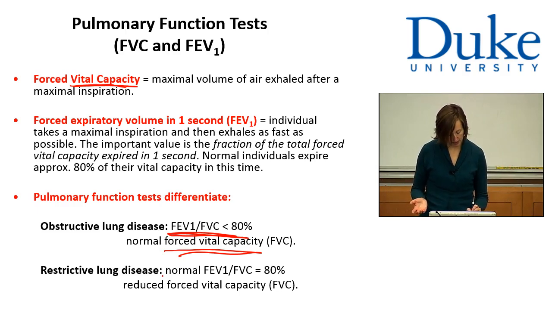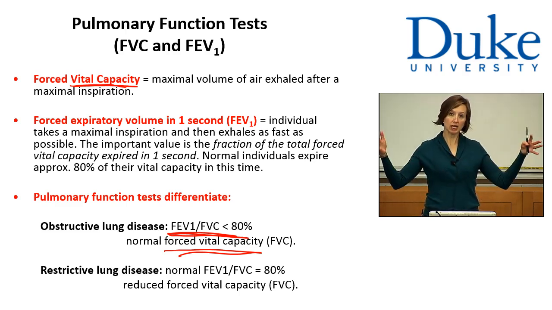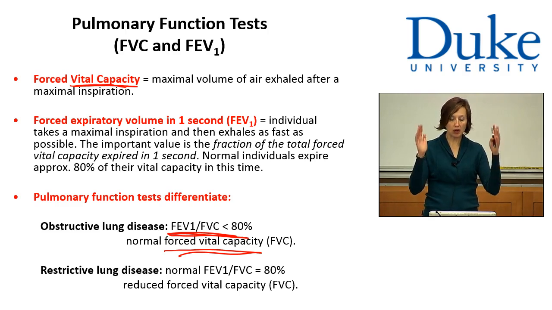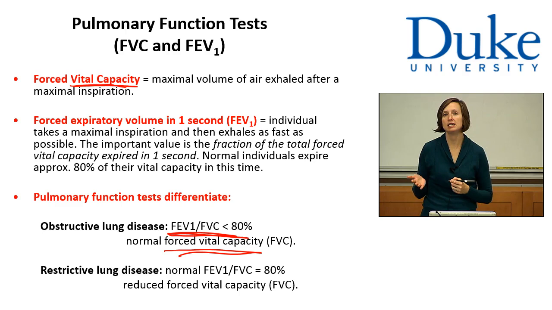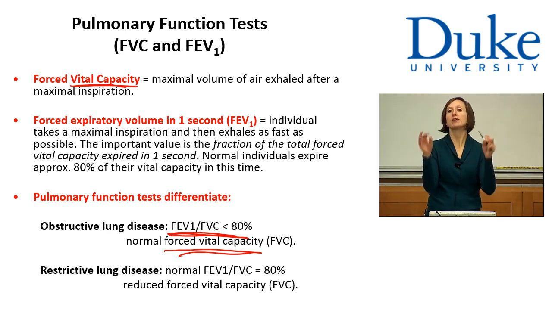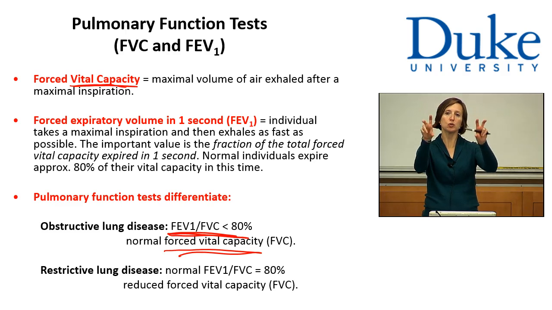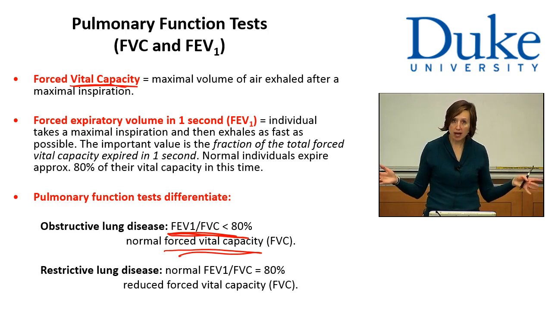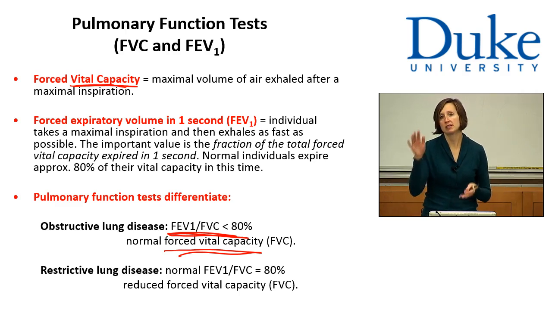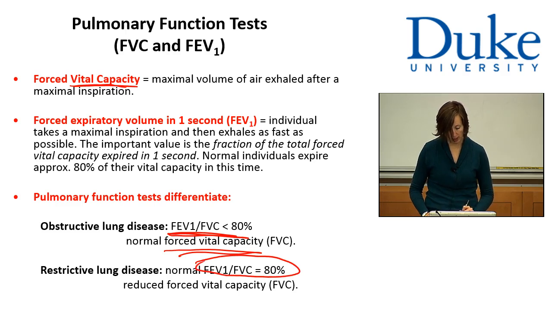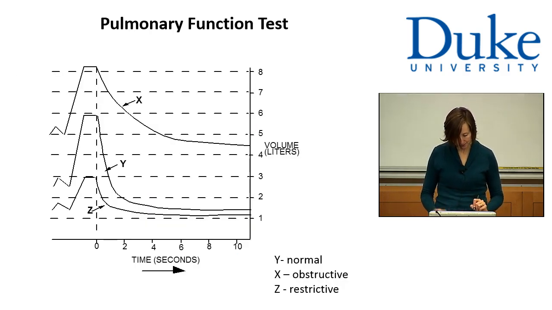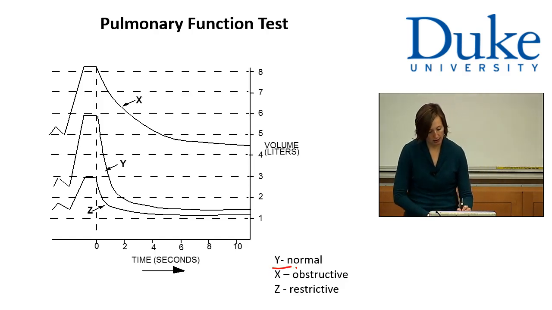In a restrictive lung disease, where they have a problem getting the air in, they have no problem getting it out. So their FEV1 to FVC ratio should be normal. They should be able to get 80% of their air out in 1 second. However, it's the actual numbers for those two capacities that should be different, because their vital capacity is smaller, and that means the actual volume for their FEV1 will also be smaller, even though their ratio should be normal.